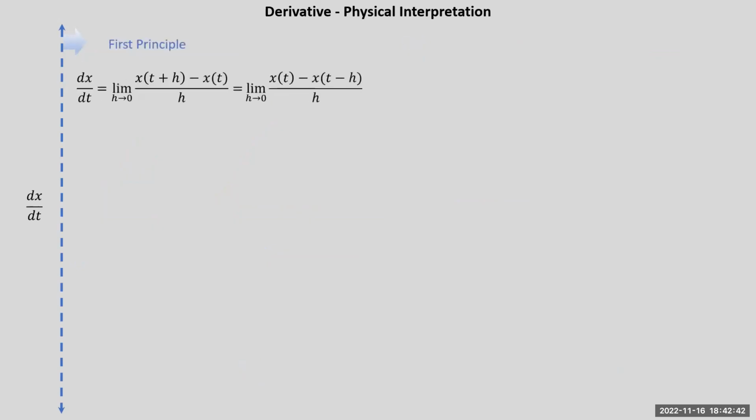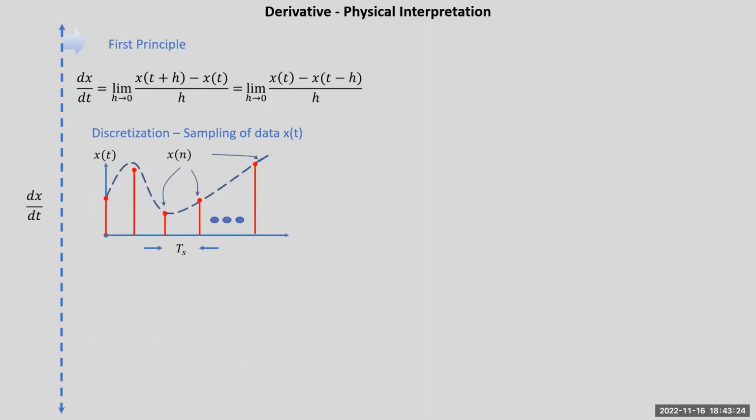We'll see the first principle of the derivative, or the definition of a derivative. dx by dt is equal to limit h tends to 0 of x of t plus h minus x of t divided by h. A similar definition can be obtained by replacing t plus h by t. So the modified equation becomes limit h tends to 0 of x of t minus x of t minus h divided by h. One can use either definition, type 1 or type 2, to compute the derivative of a function. Now we'll apply this in the discretization of a differential equation. For example, consider a function x of t which is sampled using a train of impulses, and we generate x of n.